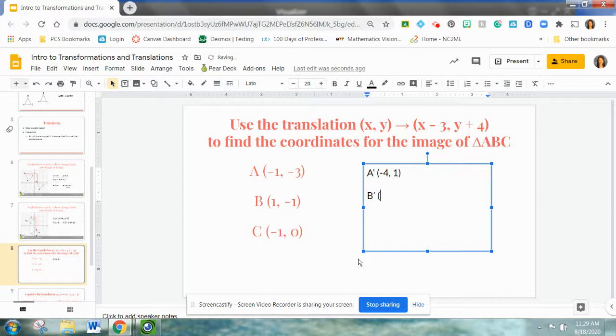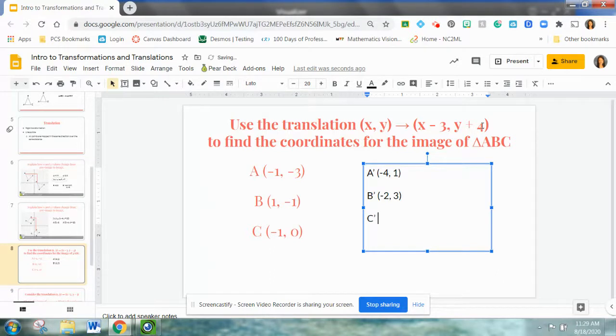How about B prime? Well, B prime starts with an x value of 1. Then I have to subtract 3. So that's going to give me -2. And then it starts with a y value of 1. And then I have to add 4. So that should give me a y value of 3.